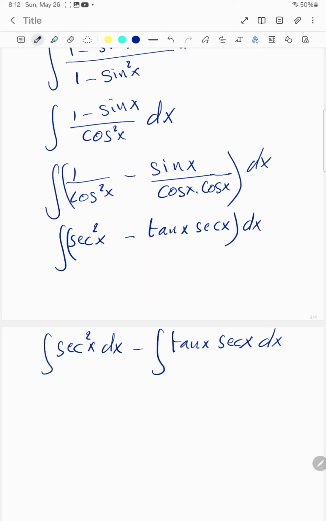So the integral of sec square of x is equal to tan of x. I will put this plus c at the end, and the integral of tan of x sec of x is sec of x plus c.